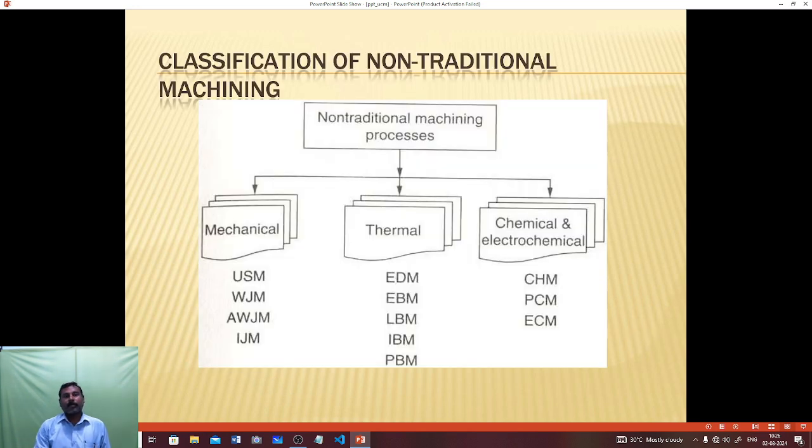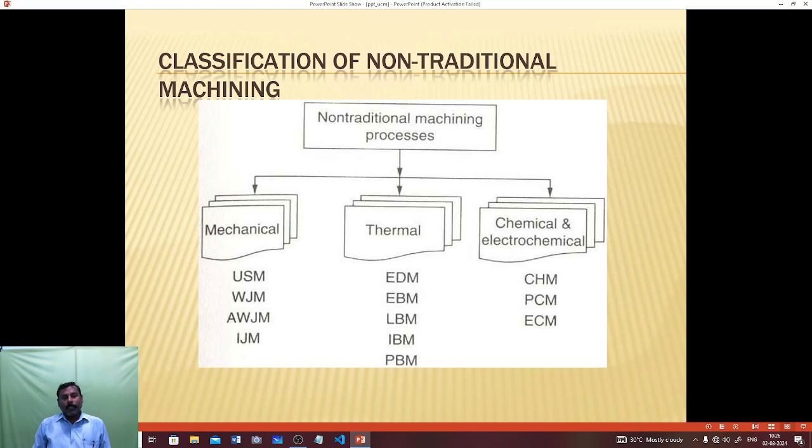Okay. First one, classification of non-traditional machining. The non-traditional machining process has three types of processes. First one is the mechanical process, then the second one is the thermal process, then the third one is the chemical and electrochemical process.